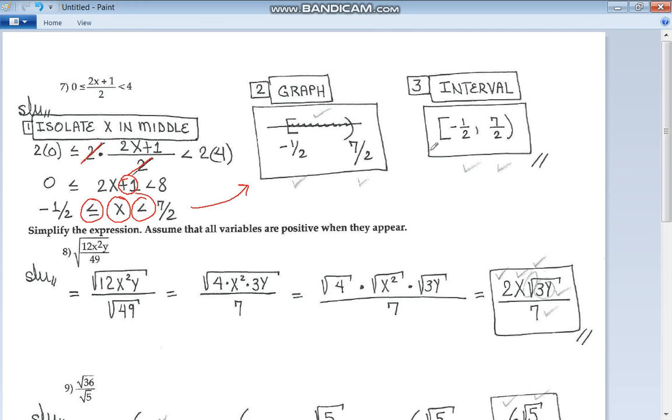Interval notation: the smallest value shaded is -1/2, and that had a boxy bracket, comma. The largest value shaded is 7/2. It had no boxy bracket. It was not included, so it had a round bracket.